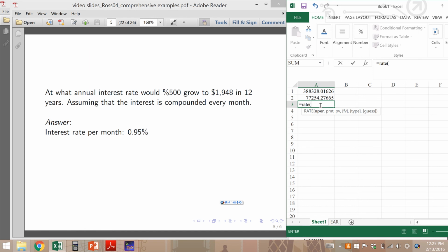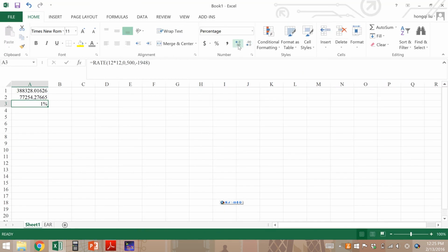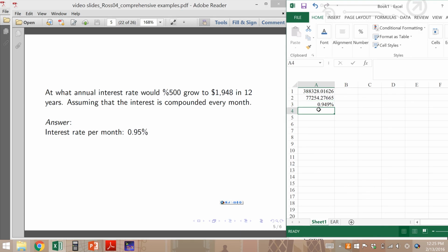Number of periods is 12 times 12. Payment 0. PV 500. Future value negative 1,048. Let me keep more decimals. To change the number of decimals, you use this. So that's the interest rate for a month. Now if you want to compute the interest rate per year, you use this one times 12. Let me change it again into percent.